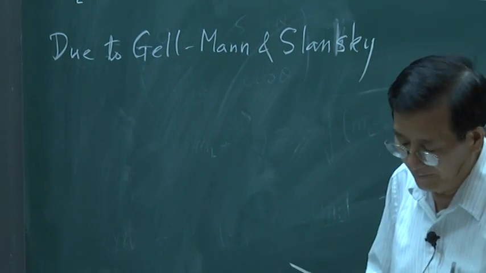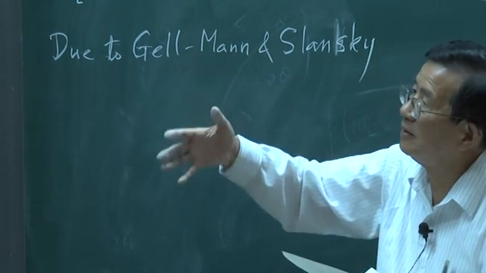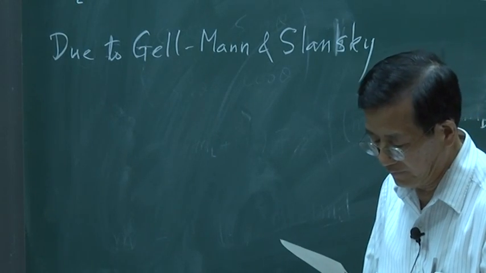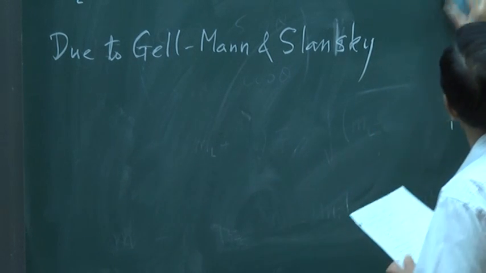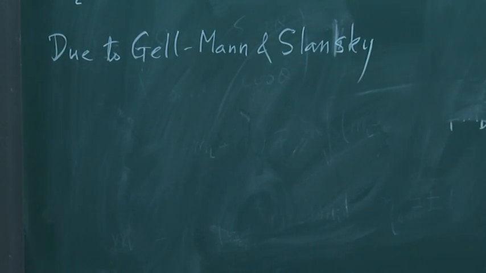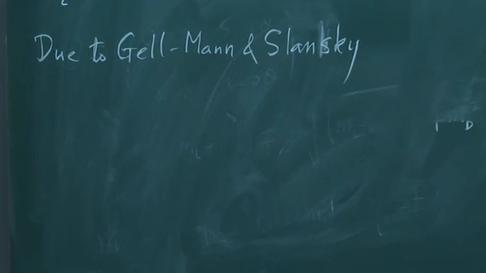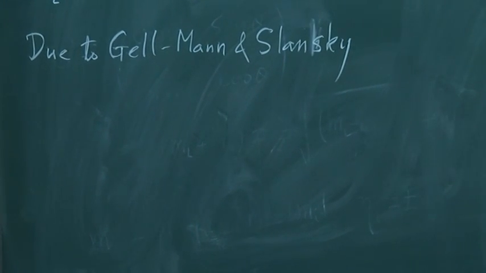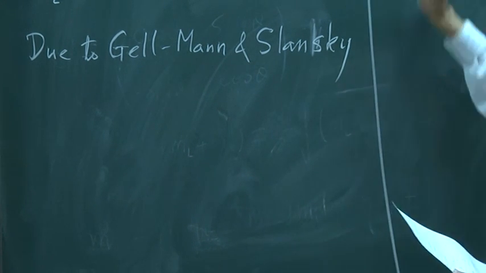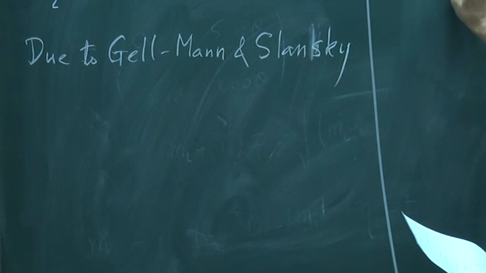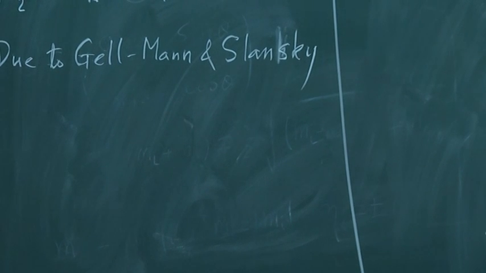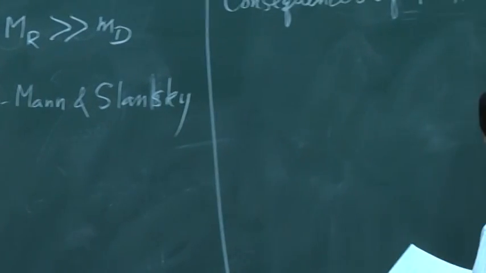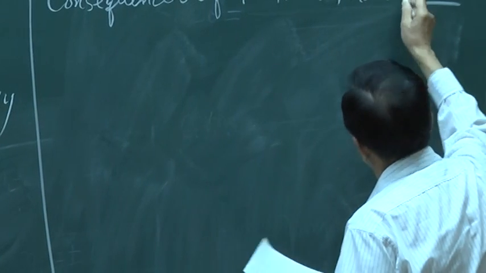Okay? Okay. So this more or less finishes the discussion of three ways to give neutrino masses. Then the next thing we can discuss is the consequences of neutrino masses.